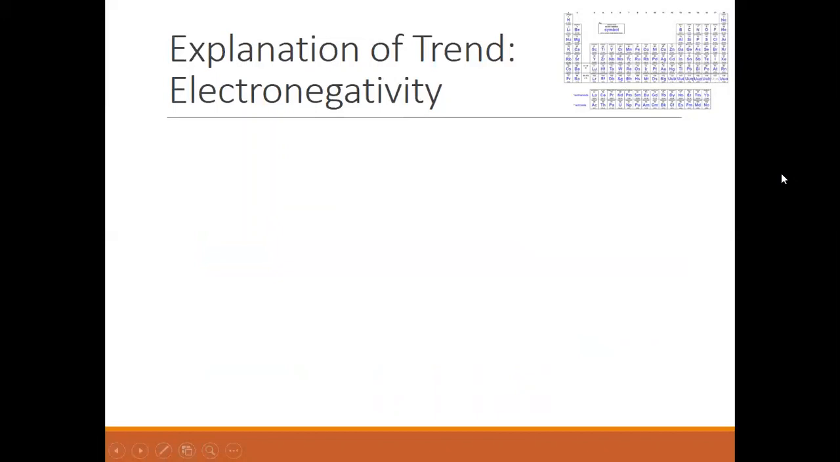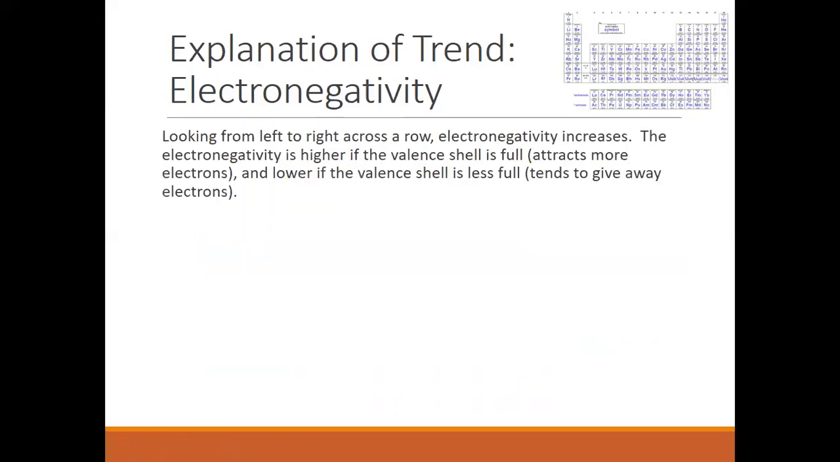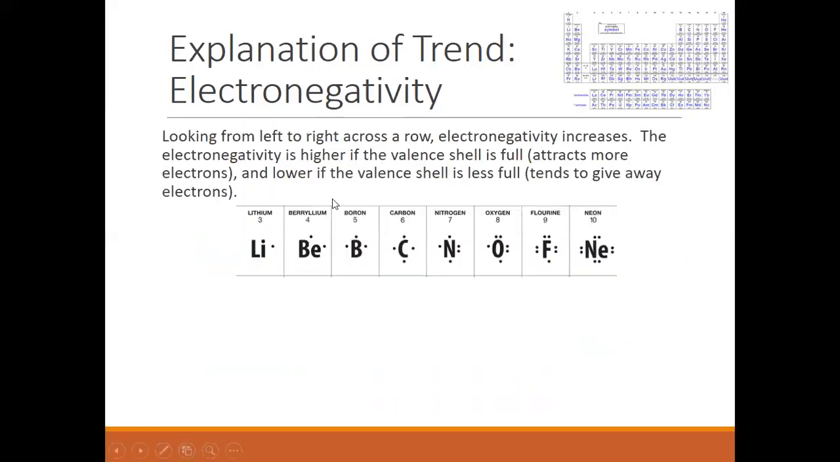So why does this happen? If I look from left to right in a row, I'm noticing that there's more valence electrons, and there's more attraction for electrons towards the right. So there's a tendency to pull in more electrons when you're almost full. So fluorine is going to have the strongest pull on the electrons because they really want to be full. They're only missing that one spot.